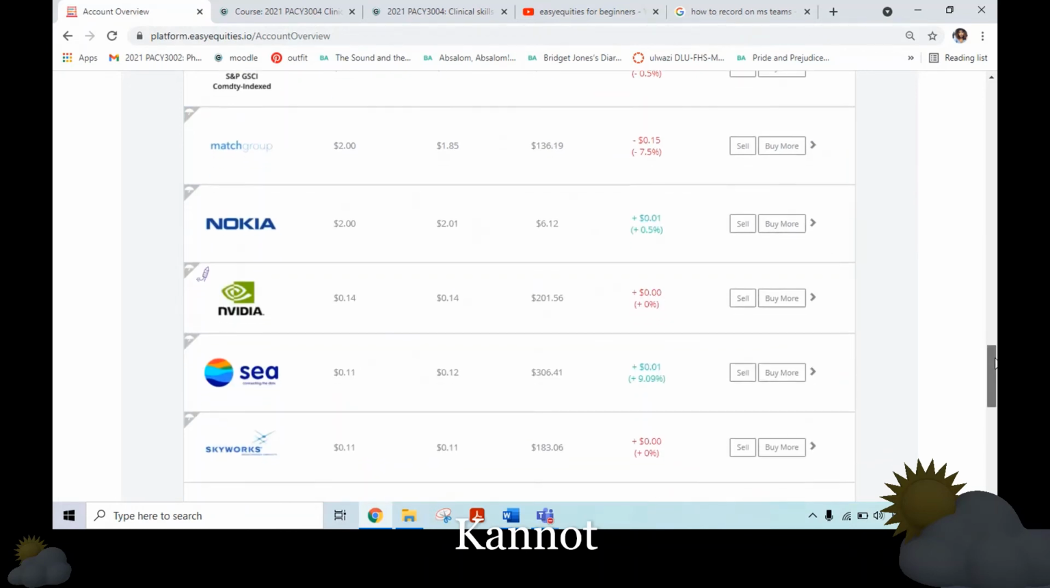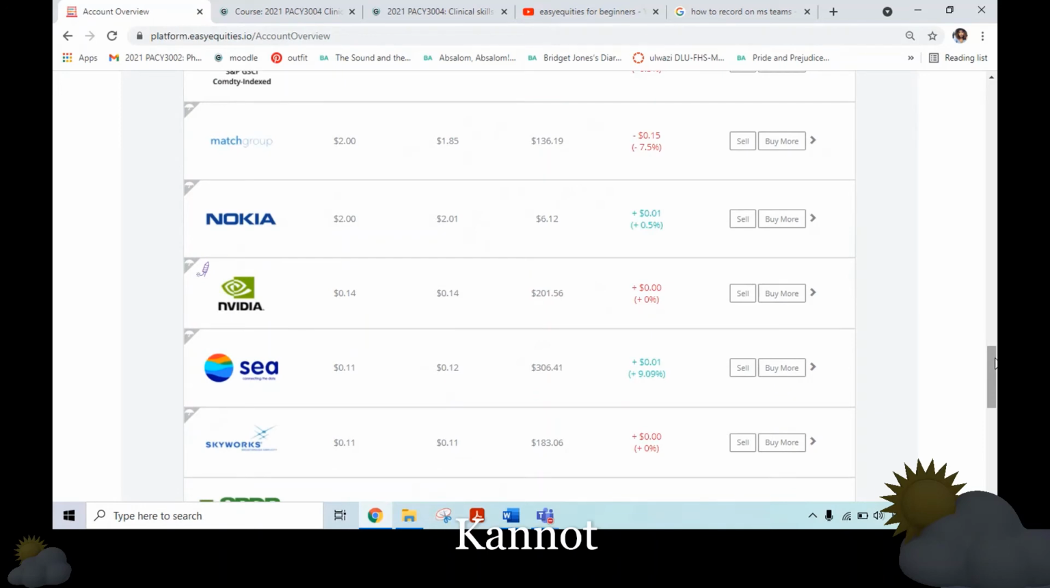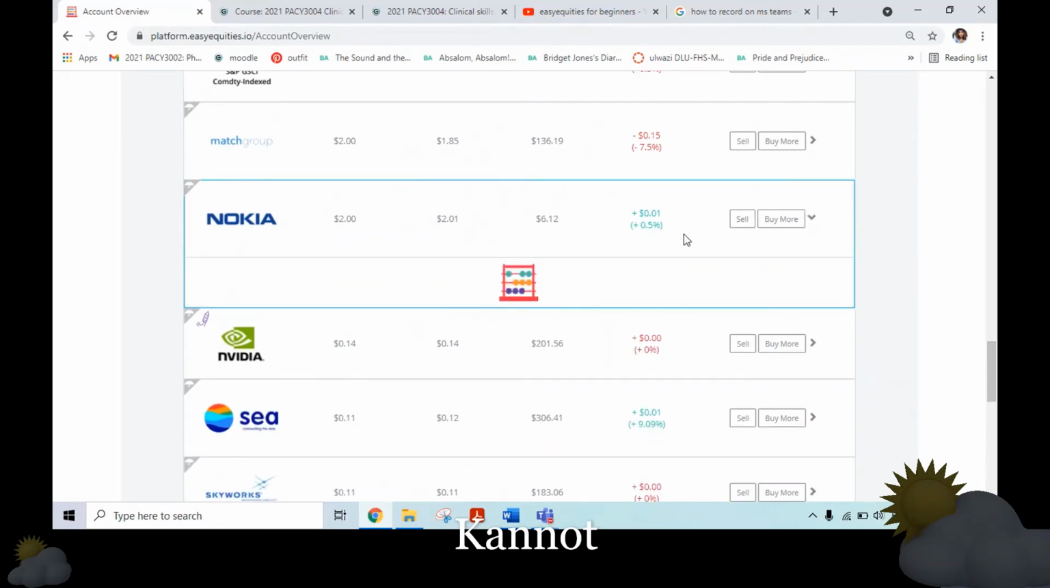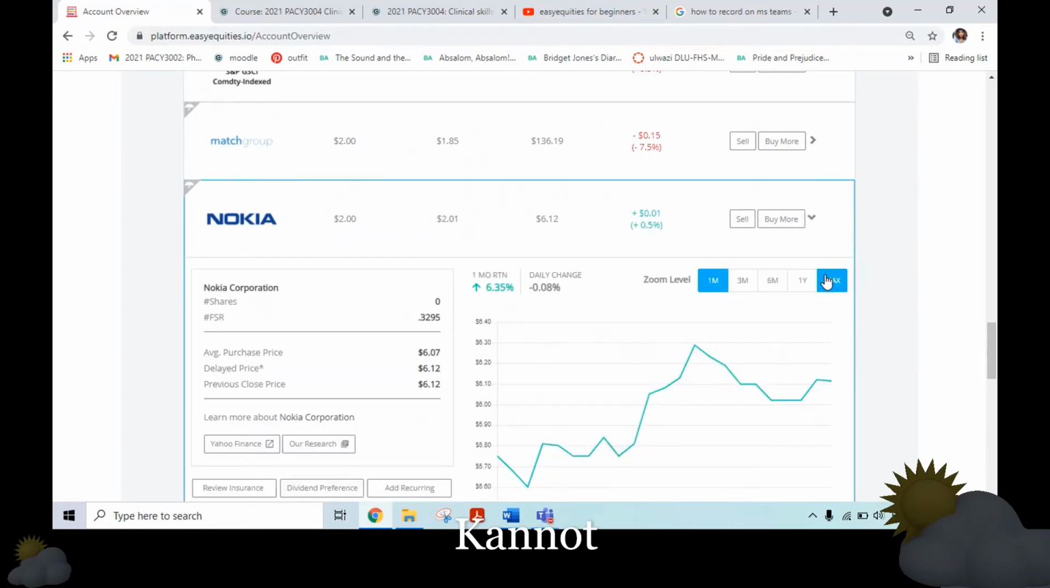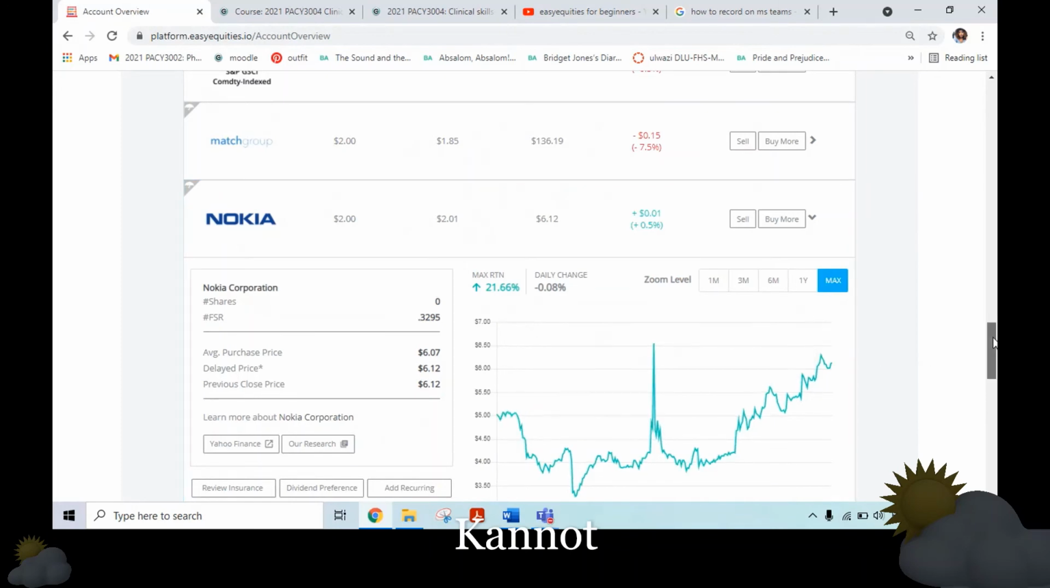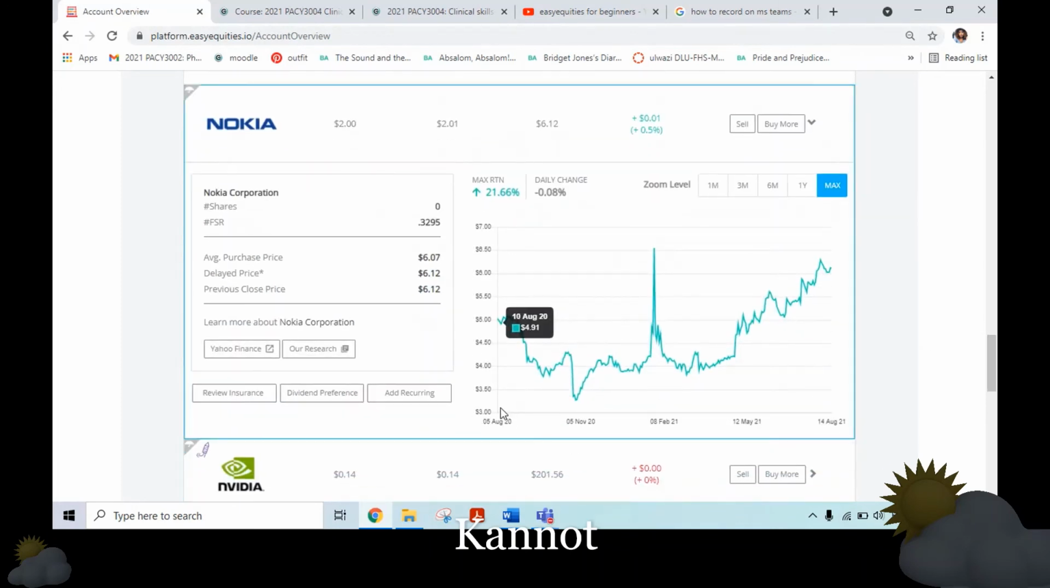I don't even know why I just didn't skip everything and only invest in Nokia. Please invest in Nokia. Okay, so now Nokia has not been around for very long. It entered the stock exchange in August 2020, so a year ago. It was valued at $5. It went down as low as $3, and then it came back up to $6.